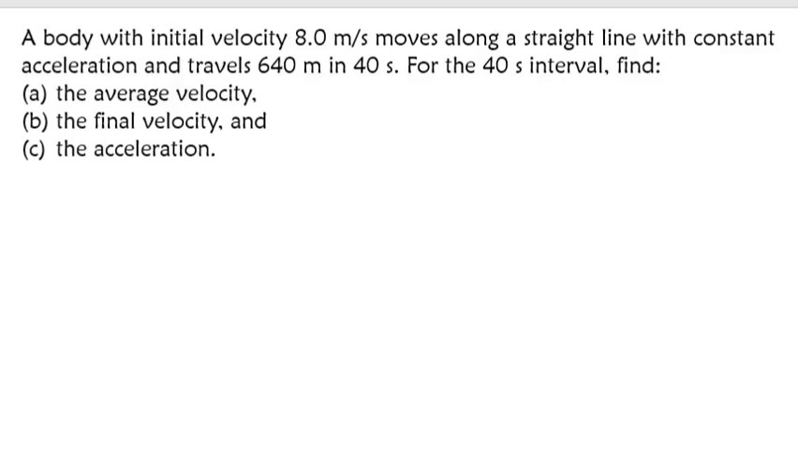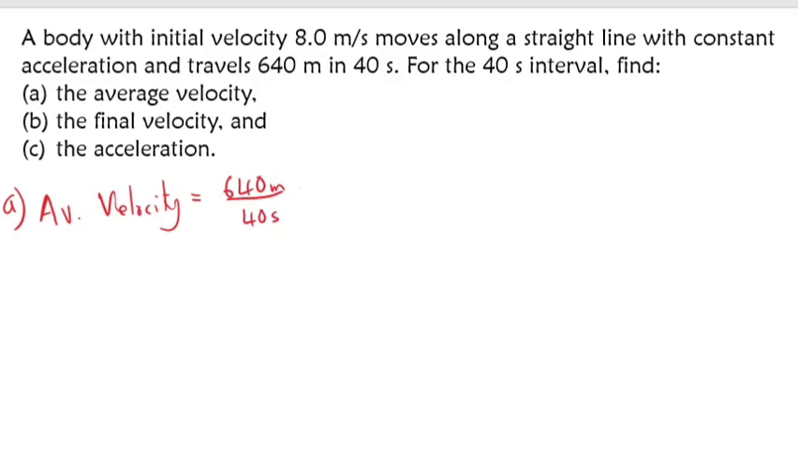A body with initial velocity 8 meters per second moves along a straight line with a constant acceleration and travels 640 meters in 40 seconds. For the 40 seconds interval, calculate the average velocity. Okay. So average velocity, let's just consider the total time taken and the total displacement. So the displacement or the distance, in this case, is 640. Total time is 40 seconds.